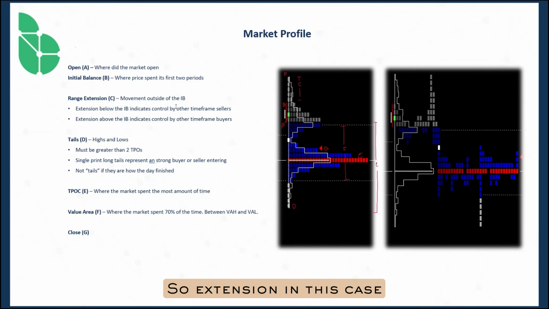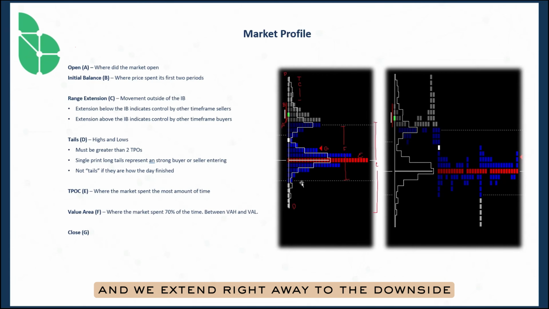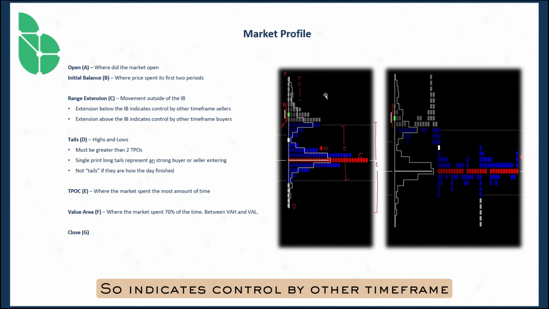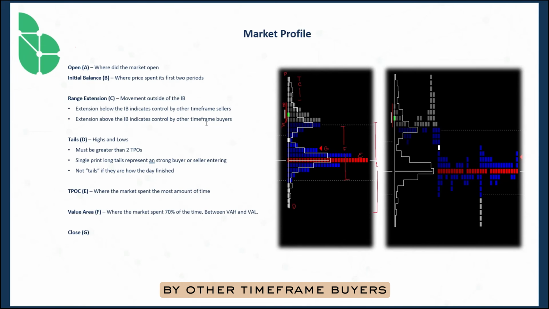So extension, in this case, below the initial bounce, so to the downside. Let's say we open right here and we extend right away to the downside. This indicates control by other time frame sellers. Extension above indicates control by other time frame buyers.